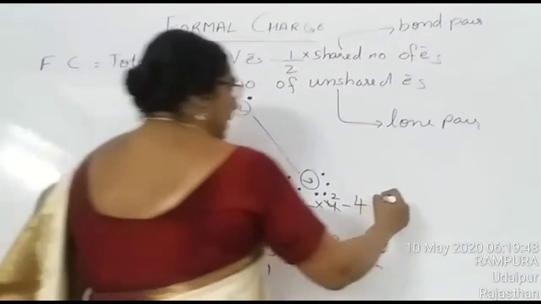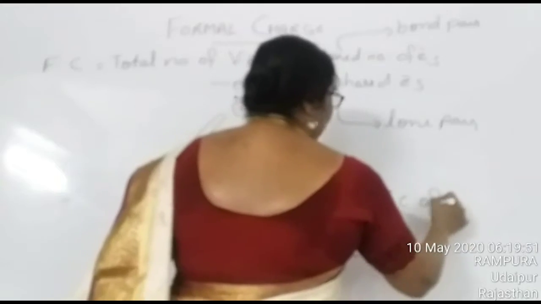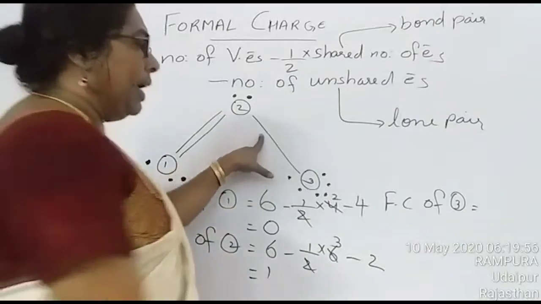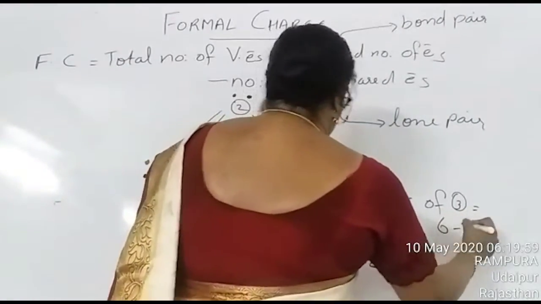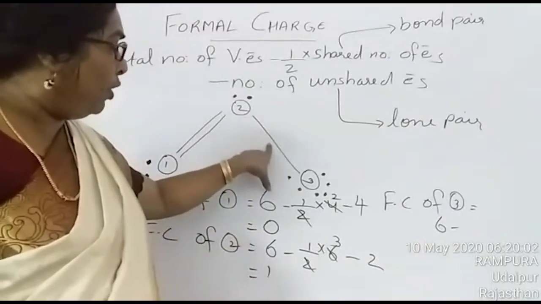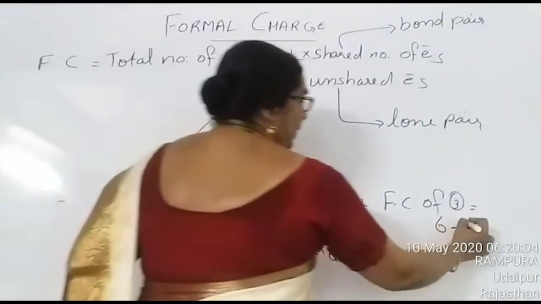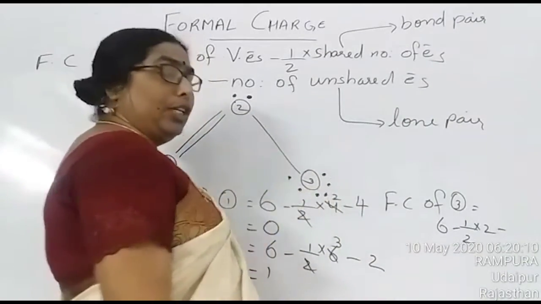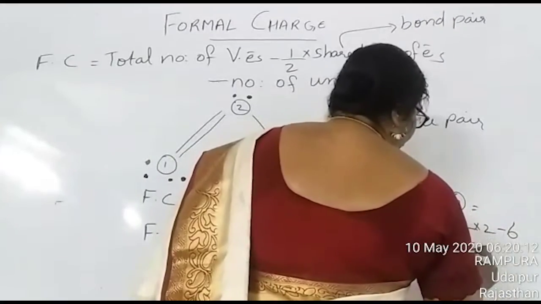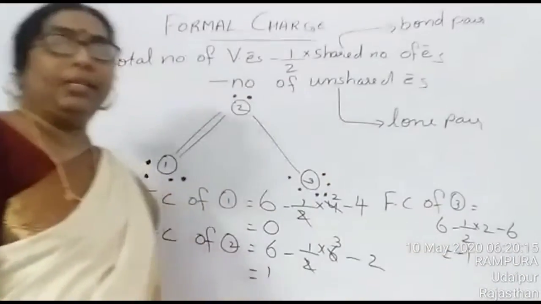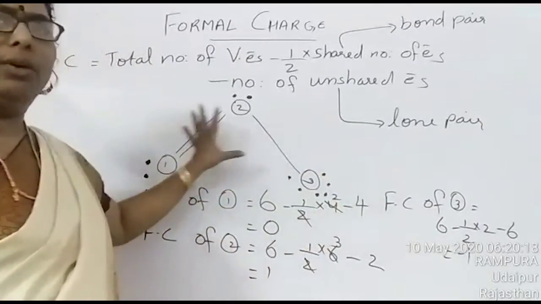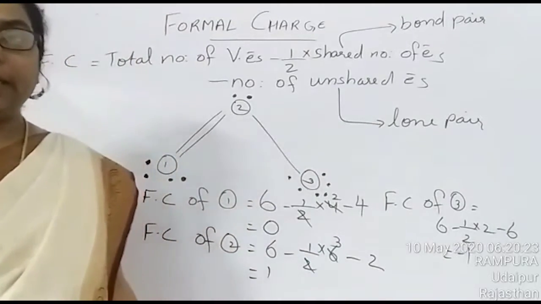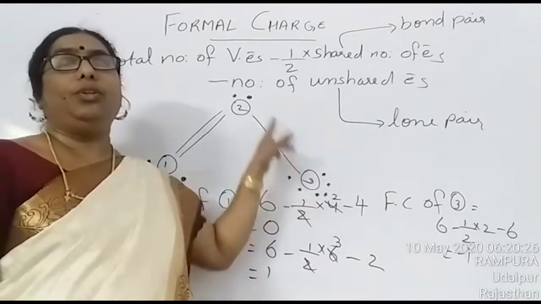Now in the third case we can consider the formal charge of the third oxygen. Apply the same formula. The number of valence electrons will be 6, minus 1 by 2 into number of shared electrons, only 2 electrons, that is 1 by 2 into 2, minus number of unshared electrons, which is 6. So this time the formal charge you got is minus 1. Now just see children, for the whole molecule, the formal charge you are getting is 0. Is it clear children how to calculate the formal charge on this basis?